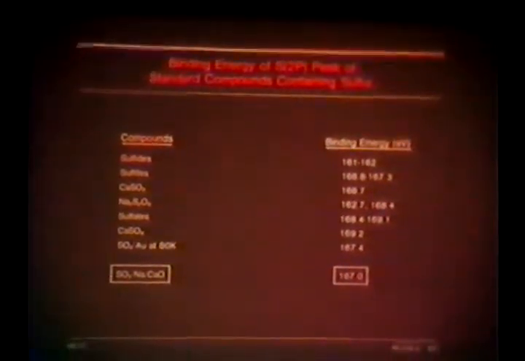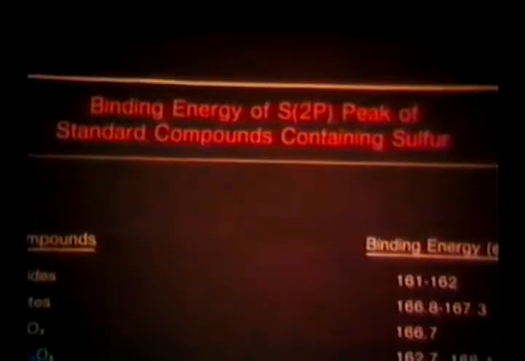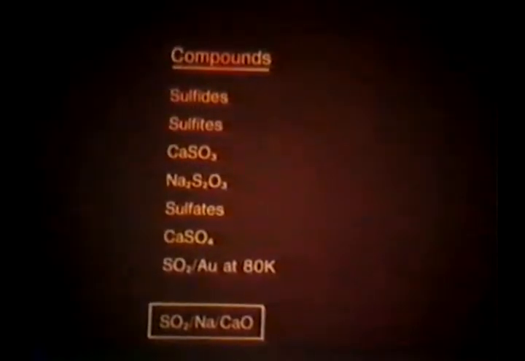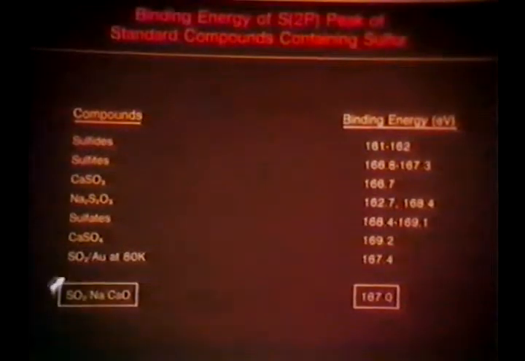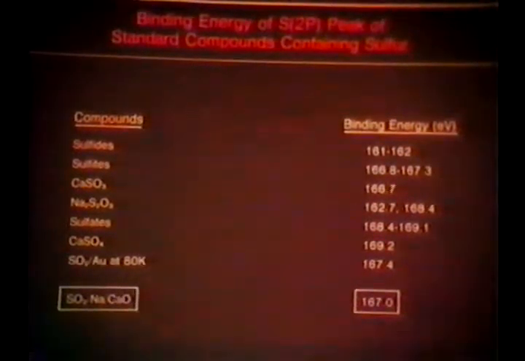Now in order to identify the form of sulfur on sodium calcium oxide, we compared its binding energy with standard compounds containing sulfur. This is the value we observed in our work, sulfur dioxide on sodium calcium oxide, that's 167 eV, and that compares best with sulfite. Physisorbed sulfur dioxide also has a similar value, but it's not possible to have physisorbed sulfur dioxide at temperatures around 373 to 673 K and after outgassing at 10 to the minus 9 torr. So sulfite seems to be the most possible form of sulfur present on the sodium calcium oxide system.